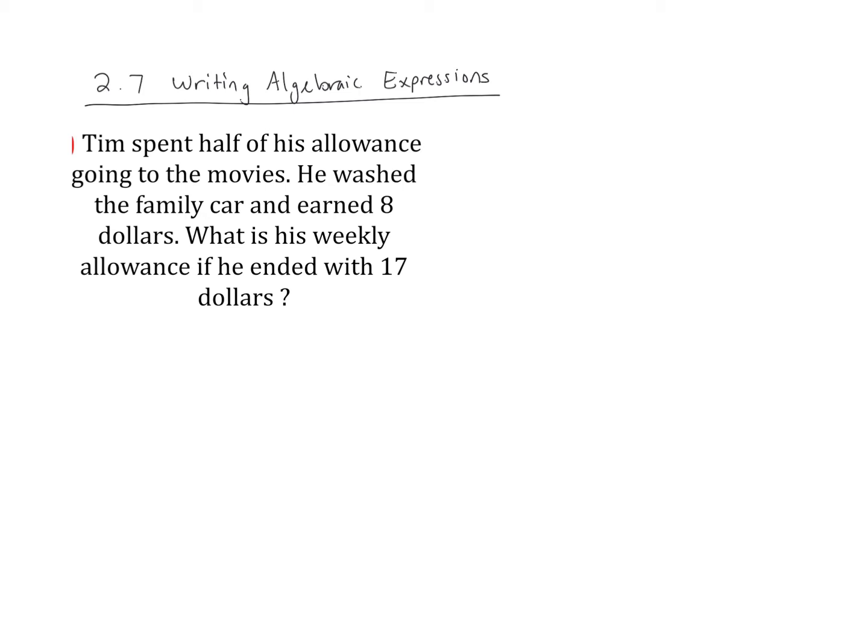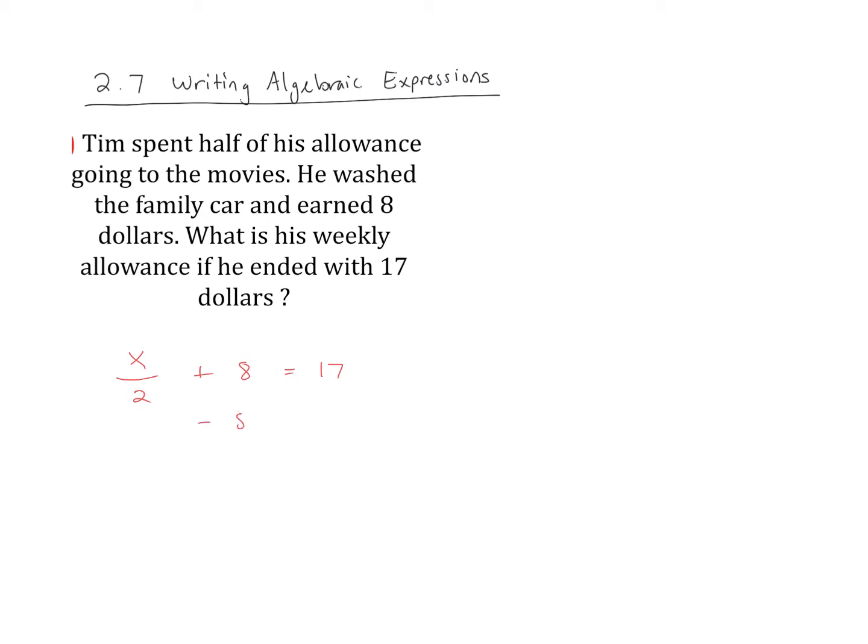So if Tim spent half of his allowance going to the movies, that reflects the variable being his allowance. So his allowance is X. He spent half of it, so 1/2 times X, or X divided by 2. He also earned $8 by washing the car. And at the end, he ended with $17.